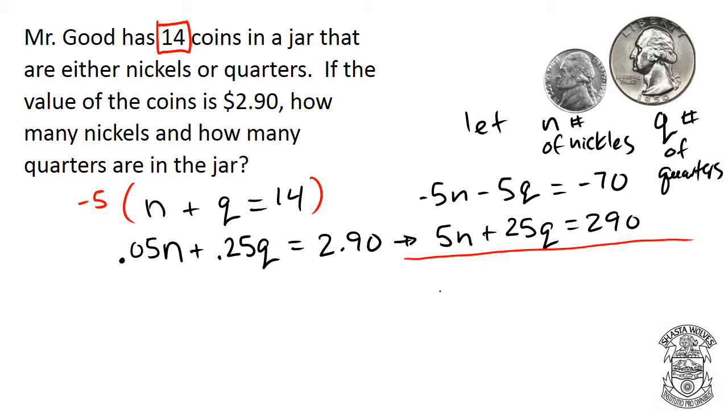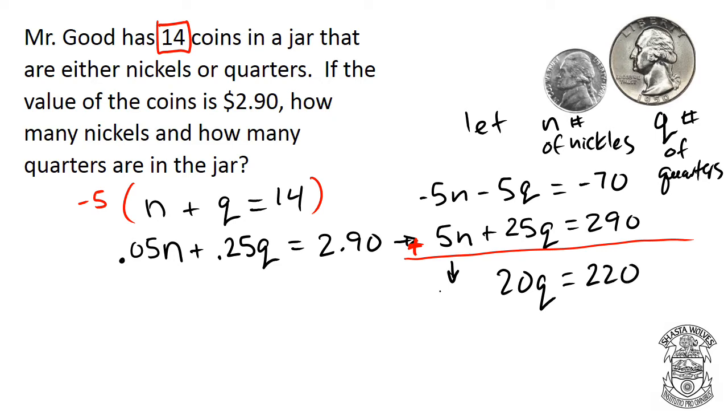The n's are opposites of each other, so we're going to choose to add these equations. Equal things plus equal things is going to yield equal things. On the left-hand side, you can see the value of n's is nothing, right? -5n plus 5n is 0 n's, so I write nothing. -5q plus 25q is 20q. I have 20q. And on the other side, -70 plus 290 is positive 220.